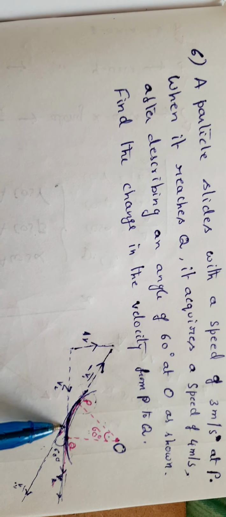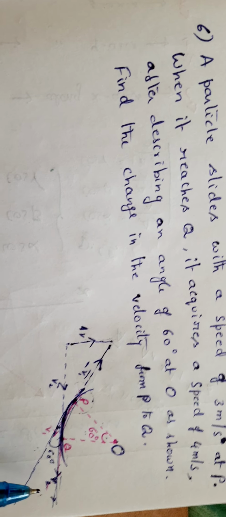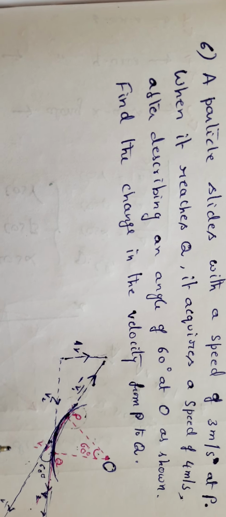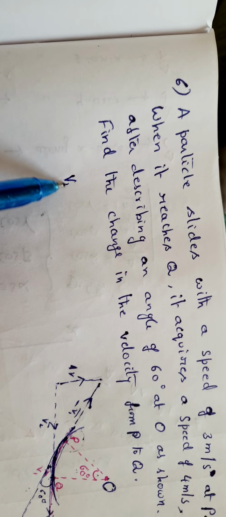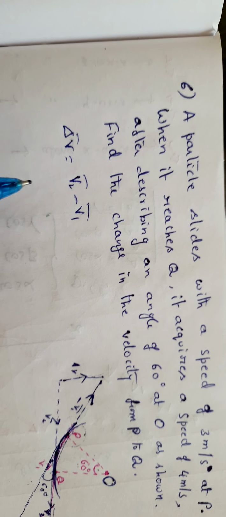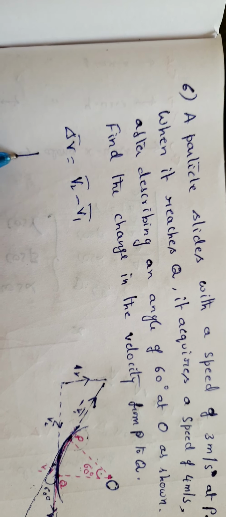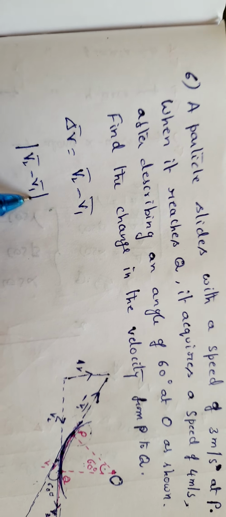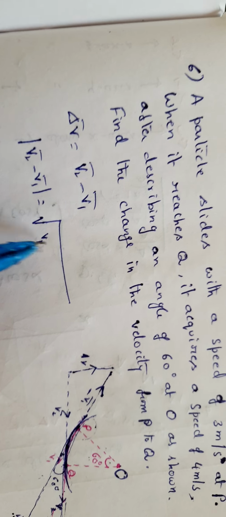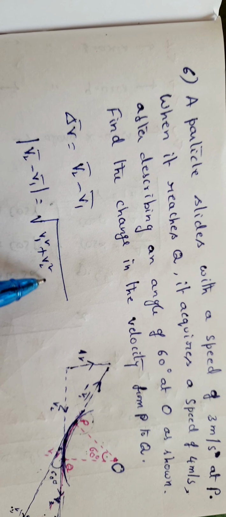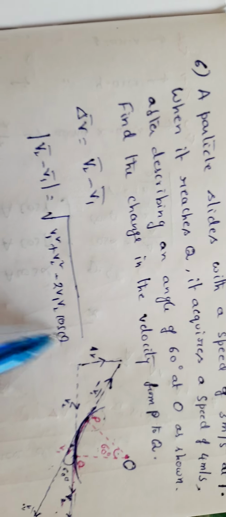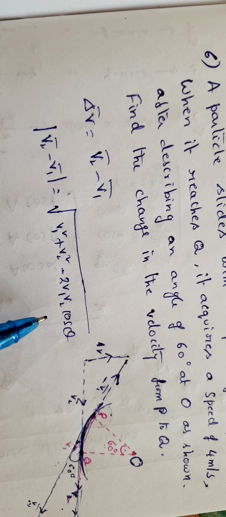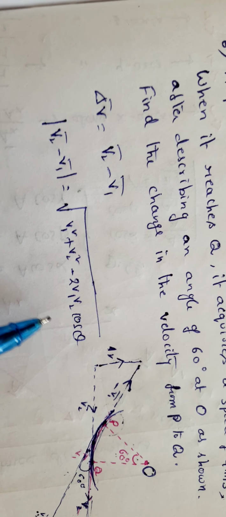Now the question is not to find out the resultant. The question here is to find out the difference. Okay, so change in velocity means final velocity minus initial velocity. So V2 bar minus V1 bar is the change. Therefore, modulus of V2 bar minus V1 bar is equal to root of V1 square plus V2 square minus 2 V1 V2 cos theta. Yes, this is from the subtraction concept in the analytical approach.